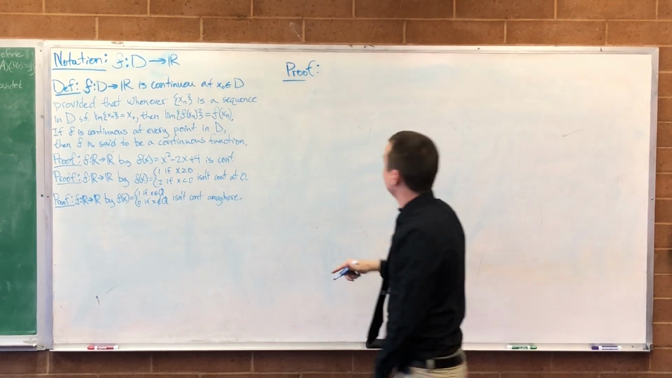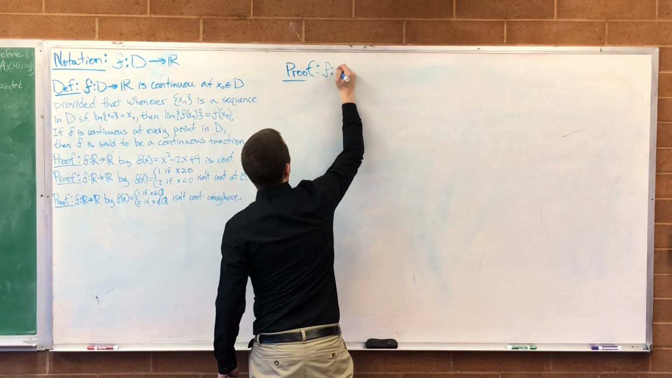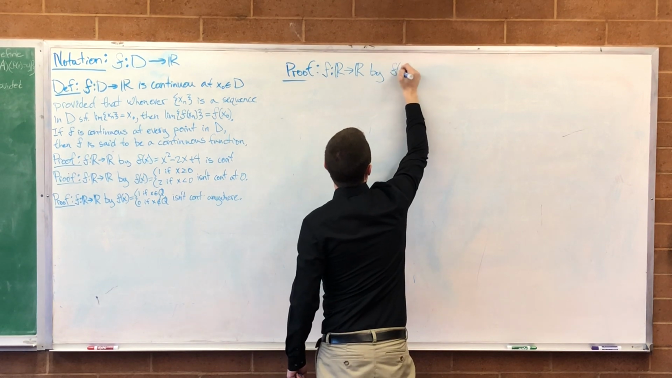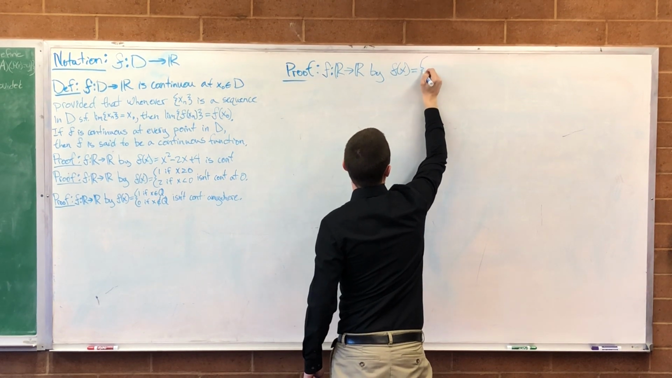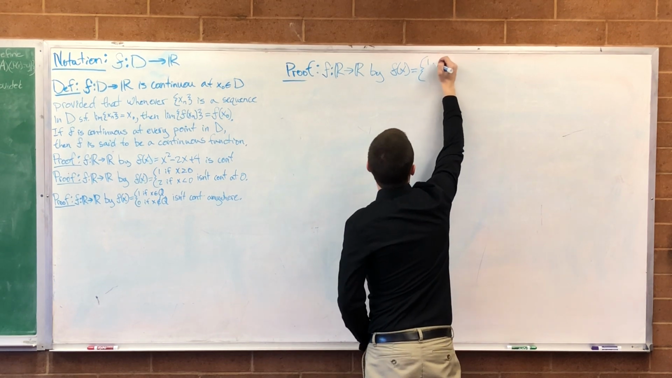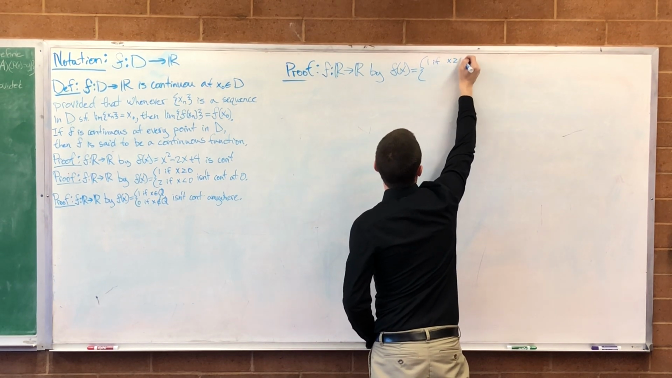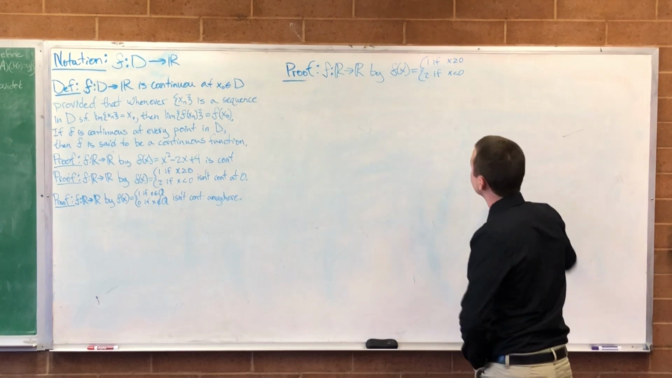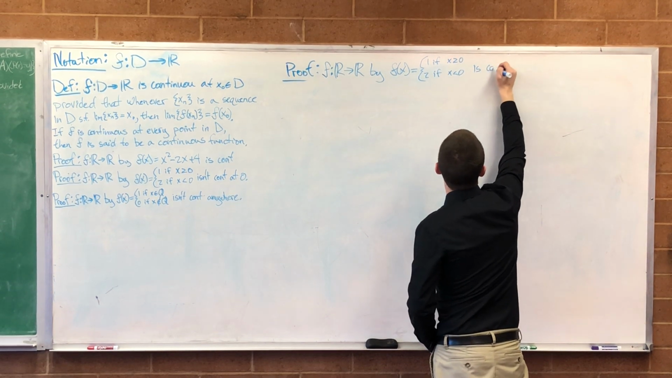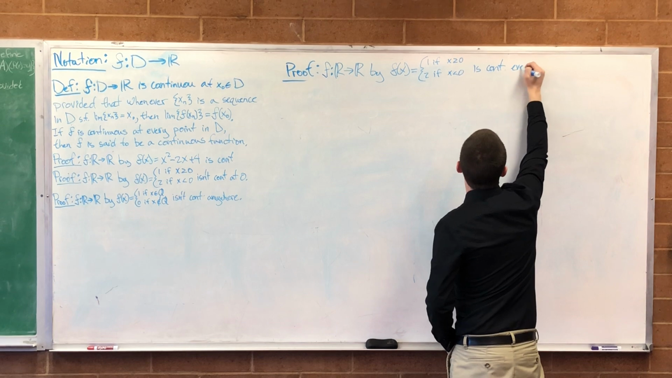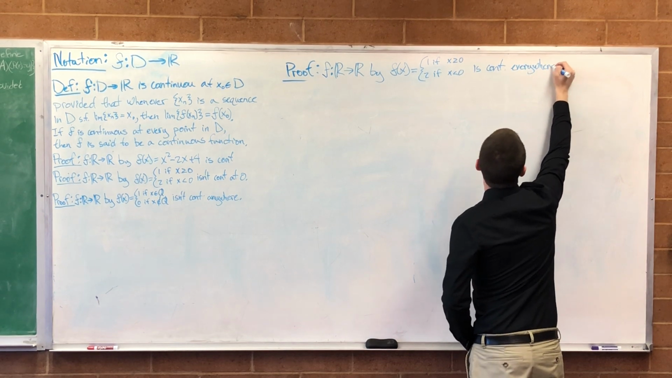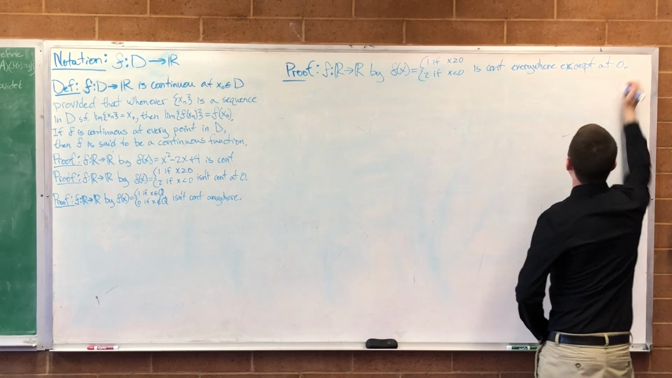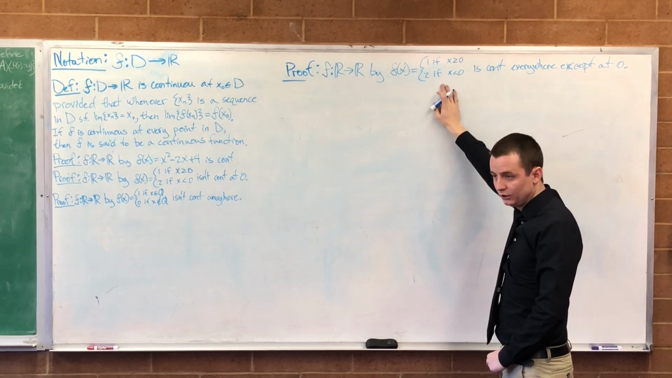Let's do another one. Okay, so prove that f as a function from R to R by f of x is equal to 1 if x is greater than or equal to 0, and 2 if x is less than 0, is continuous everywhere except at 0. So we'll prove that this function isn't continuous at 0, but it's continuous everywhere else.